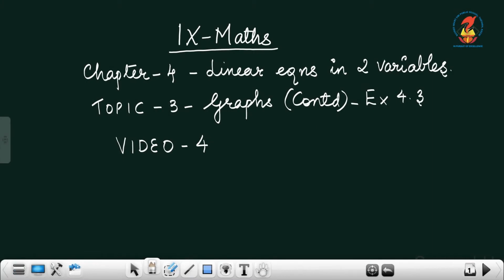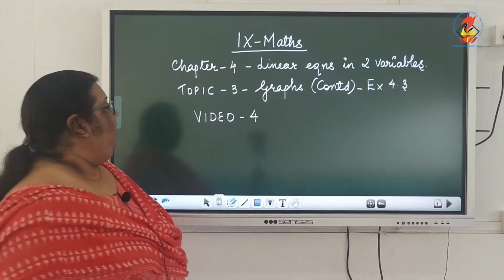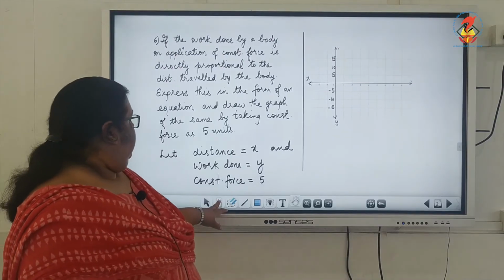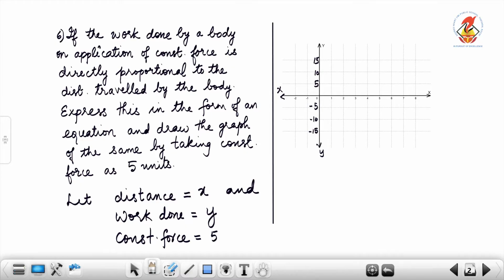Students, we will continue with linear equations in two variables, graphical representation, exercise 4.3. If the work done by a body on application of constant force is directly proportional to the distance travelled by the body, then express this in the form of an equation and draw the graph of the same by taking the constant force as 5 units. It's your 6th question in the textbook.